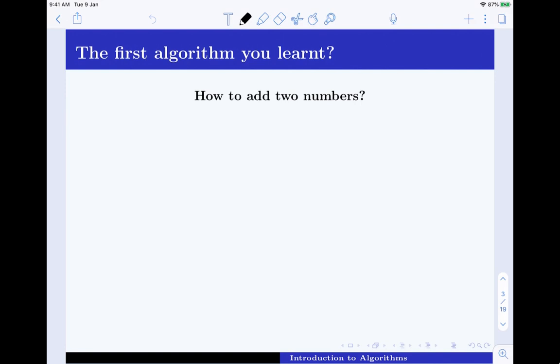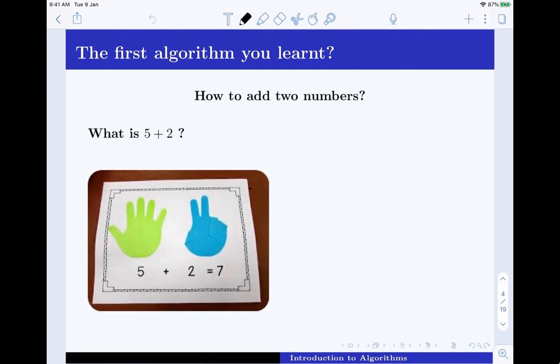The most obvious thing was that if somebody asked you what is the number 5 plus 2, you would put up a number 5 in one hand, number 2 in the other hand, and you add them up and you tell number 7. Now this is a very important algorithm because this is the simplest algorithm that you can think of for adding two numbers.